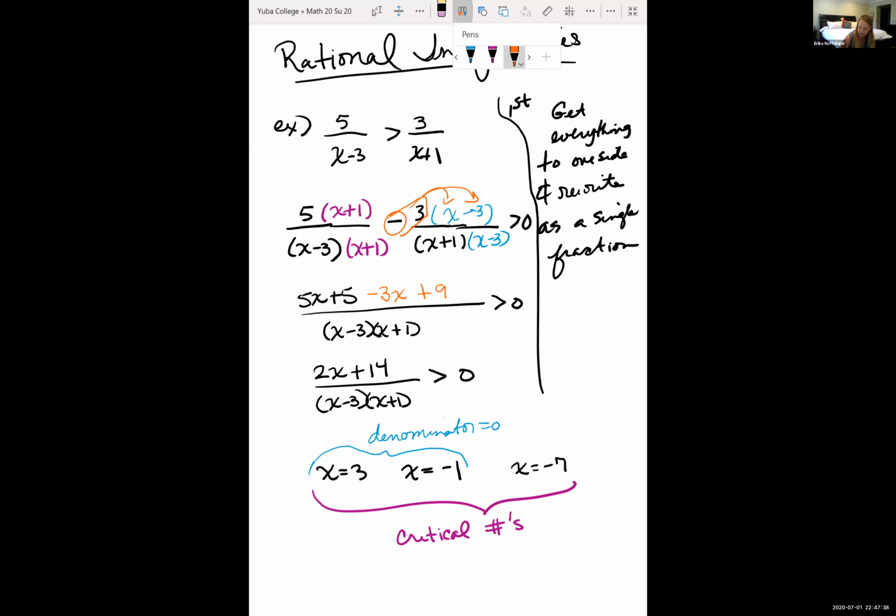Technically, we can never include the values that set our denominator equal to 0, because that's not part of our solution. So if I had an inequality with an equal sign, I would not include those. I would only include the value that made my numerator equal 0.